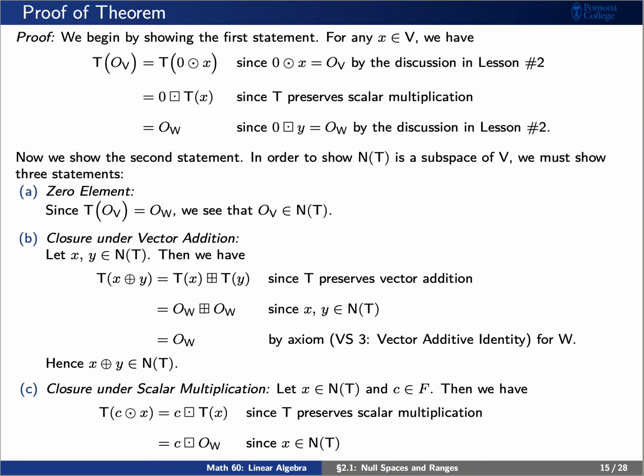Finally, we must show that the null space is closed under scalar multiplication. Let's take a vector from the null space, call it x, and take a scalar c. Since T preserves scalar multiplication, we can take T of c times x, and that is now c times T of x. But x is in the null space, so T of x is the 0 element of W. But c times the 0 element of W is just the 0 element. So we see that c times x must again be in the null space.